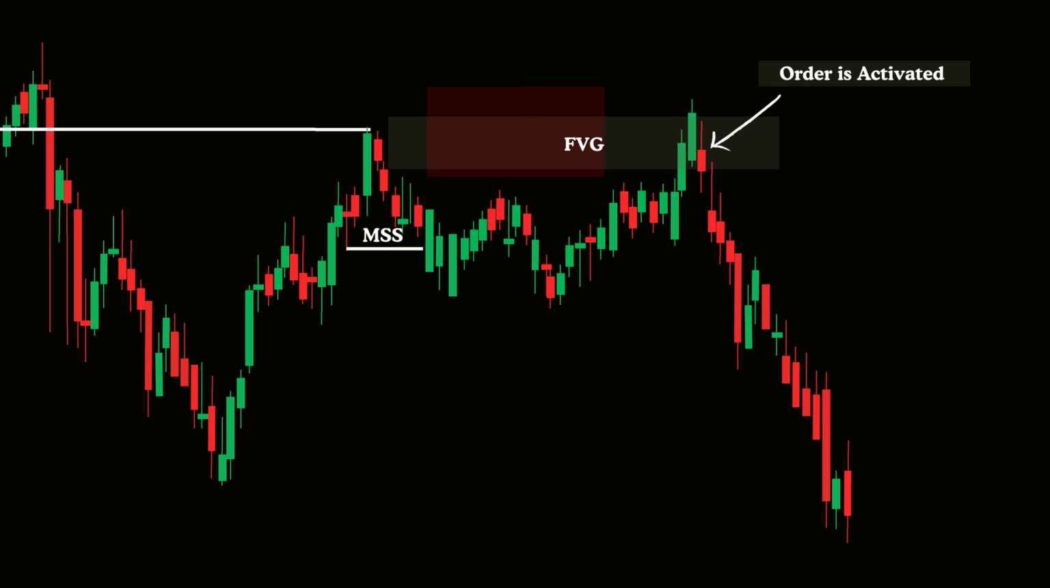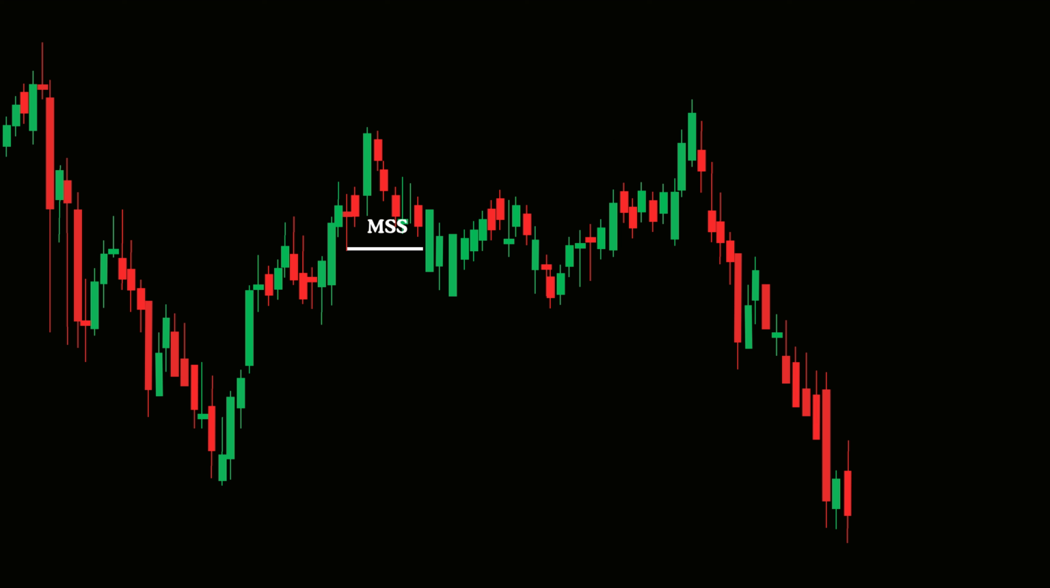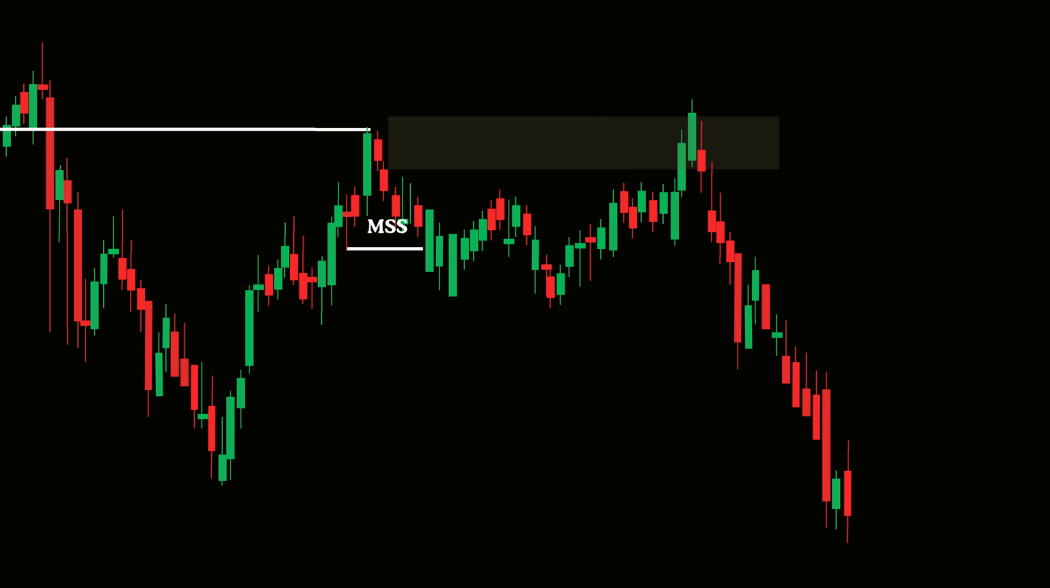In this case, price moved sharply to the downside after activating our order, confirming the validity of our setup and giving us a strong push toward our take profit level. And finally, our take profit was successfully hit around the 0.882 level. Before applying any trading strategy to your live account, it's essential to backtest it thoroughly, ideally over 100 trades and at least 1 full year of data. This will give you the confidence and data you need to trust the strategy.